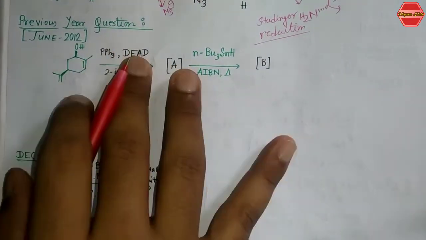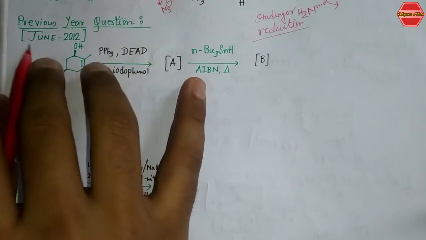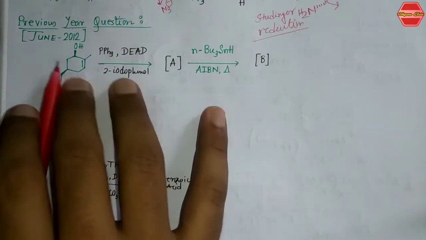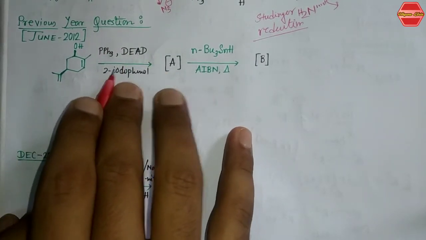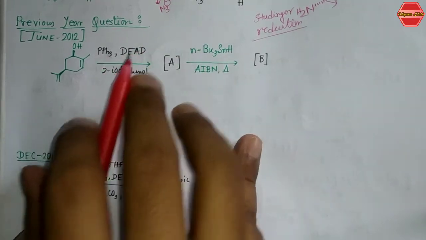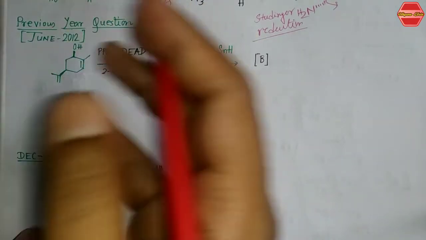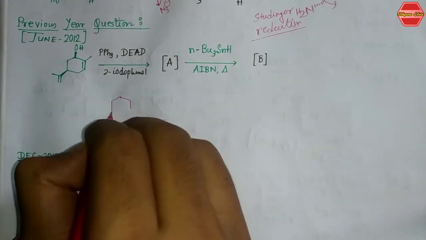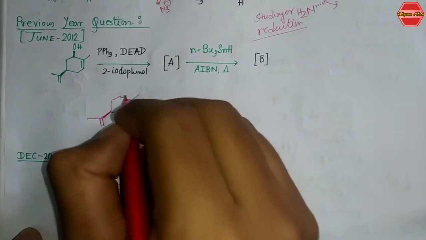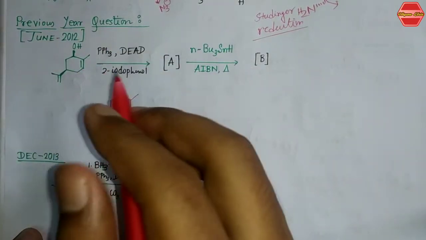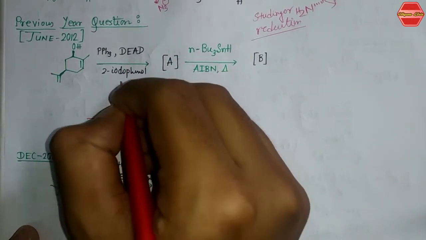Now let's see the previous year questions, which are important. You can see here that this is from CSIR-NET June 2012. They have given this substrate and the same reagent, that is PPh3 and DEAD, and you can see this 2-iodophenol. That is now your nucleophile. Now when we are using this substrate, you can easily predict what the product will be. The product basically looks like this. This is your group. This can go here. Now you know that the stereochemistry of OH has to change. So if this OH is above the plane, then this OH should be below the plane.